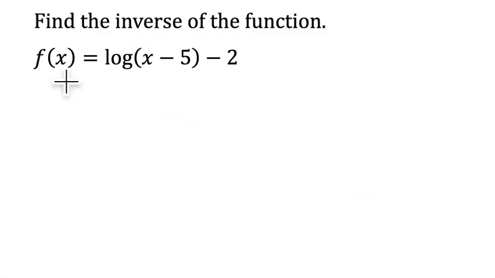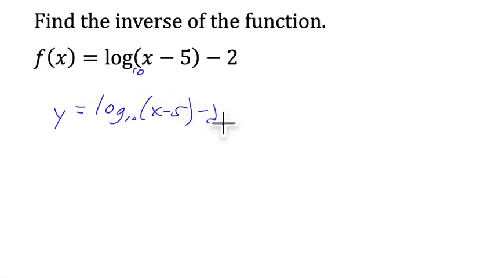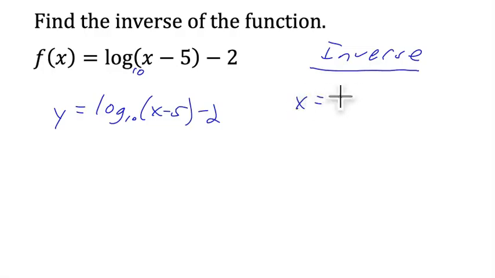Now we're finding the inverse of f of x equals the common log of (x minus 5) minus 2. Now when we don't see a base for the logarithm, we understand that it's base 10. Well, let's rewrite this with y equals. And to find the inverse, I'm going to swap the x and the y. Before we can change this in exponential form, let's go ahead and add 2 to both sides to get the log by itself.